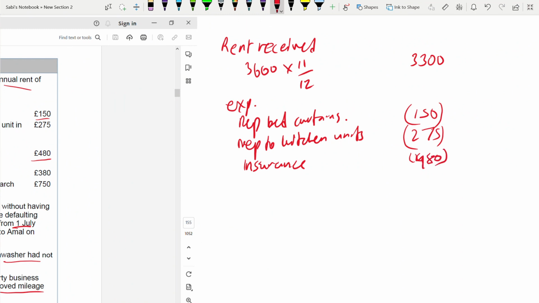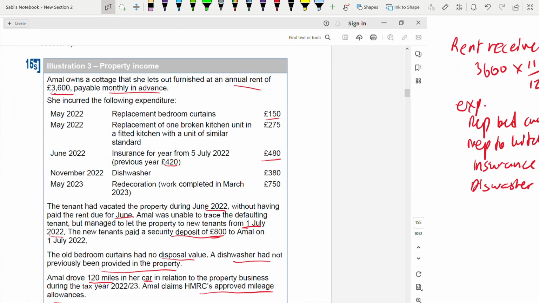Then, what's next? Dishwasher. Okay, dishwasher. See, dishwasher was not previously provided in the property. It's a capital expenditure. You have bought it for the first time. You are not doing any repair to the existing item. So this 380 is not allowable. Okay? It's not. No, you can claim a capital allowance for it, because it's an expenditure on an asset. Also, there is no relief for this. Okay? You will not get any replacement for dishwasher under the replacement domestic item relief. So, it is zero.